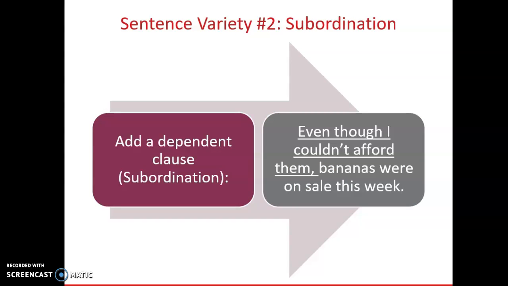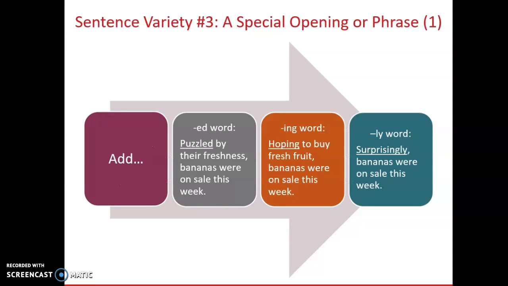Sentence variety number 2, subordination. Add a dependent clause. Even though I couldn't afford them, bananas were on sale this week. Sentence variety number 3, a special opening or phrase. Add, puzzled by their freshness, bananas were on sale this week. ING word, hoping to buy fresh fruit, bananas were on sale this week. LY word, surprisingly, bananas were on sale this week.